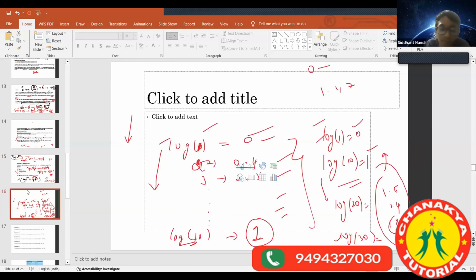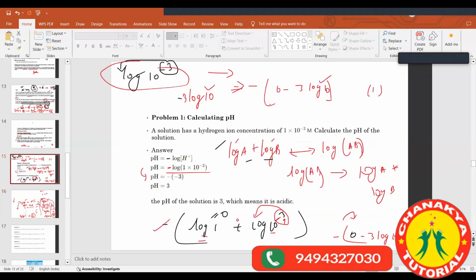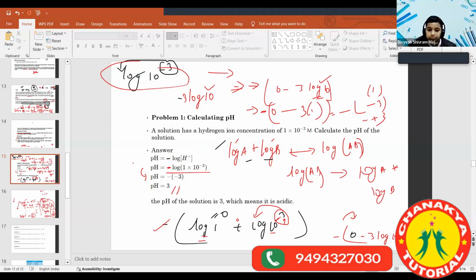Yes, ma'am. Now you don't have to think much about this log. Just remember these two: log 1 is 0, log 10 is 1. As log 10 is 1, this is the step we are in. The minus is outside, we didn't consider it. Minus 3 of log 10 is 1, so 3 into 1. I hope now you understand. So minus of minus will be plus 3, as you got plus 3 here. Got it? Everybody got it? Yes, ma'am.